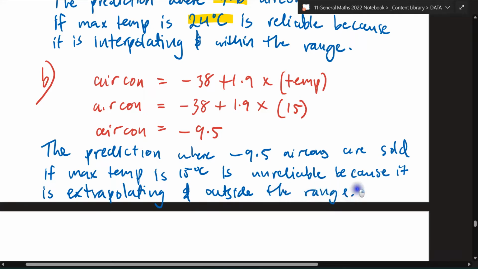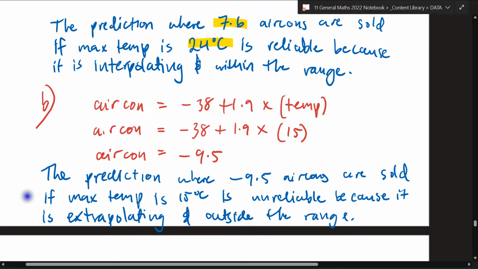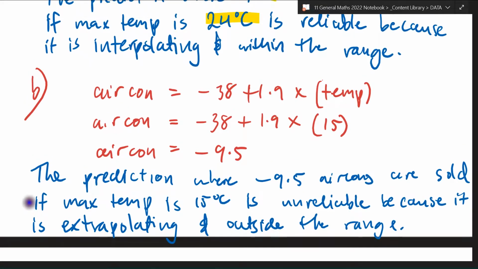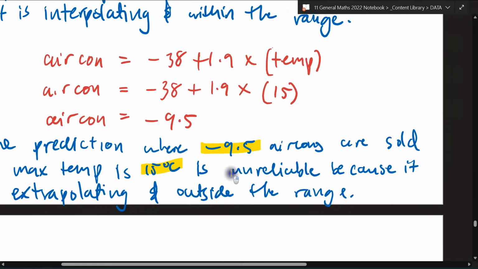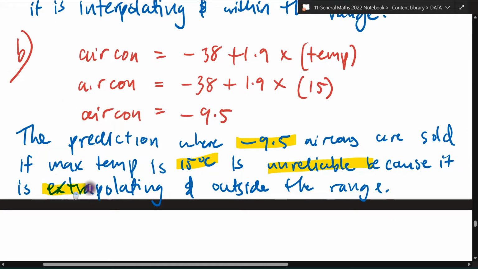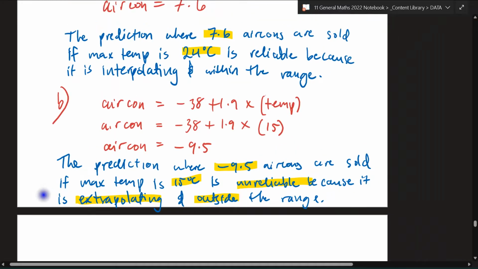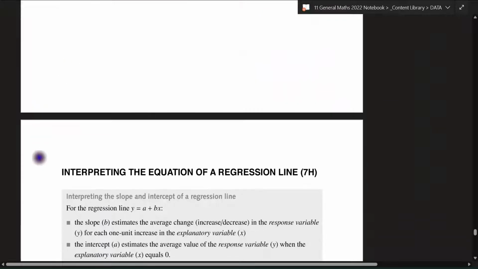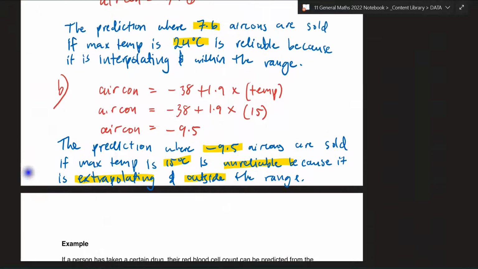You can also make a comment and say you can't sell a negative amount of aircons. It doesn't make sense. That also works too. But again, what the assessors want to see is that you're able to at least write down your prediction, write down the variable that you used, and tell us if it's reliable or unreliable, and then tell me if it's extrapolating, outside, or inside the range. Okay, those are things that you should mention in there. All right. I might stop there for the examples now, and I think you're all half dead, so boom.